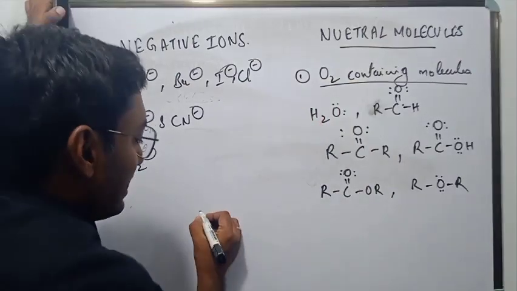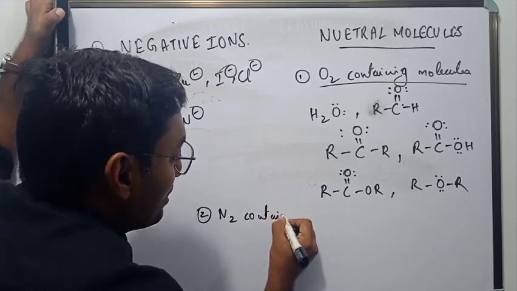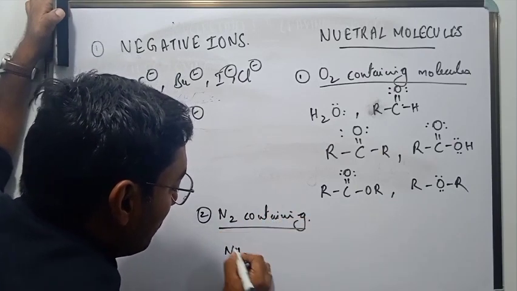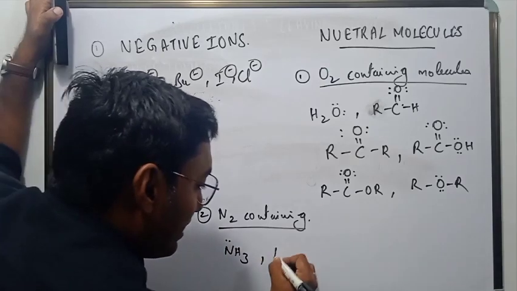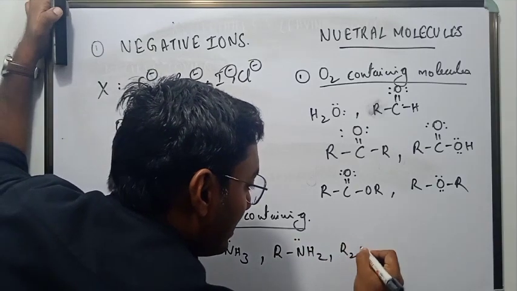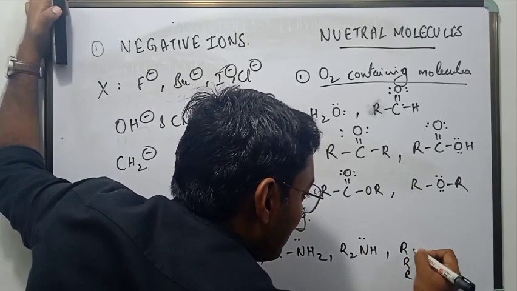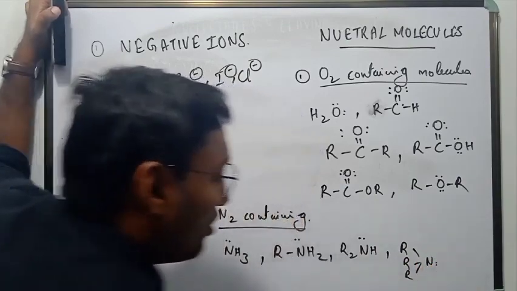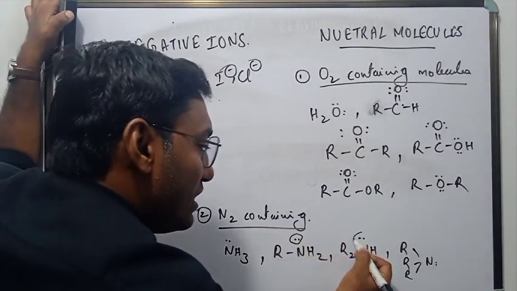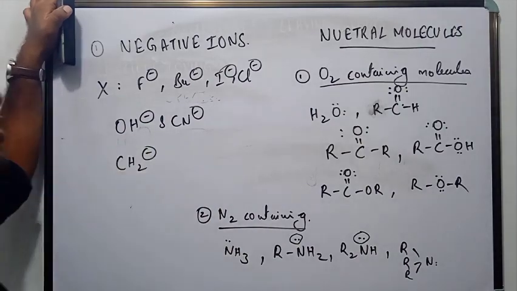The second is nitrogen containing. They are also neutral molecules. Look at ammonia, look at primary amines, look at secondary amines, and what about tertiary amines? All of them have a pair of electrons, and that pair of electrons can attract them to the nucleus of another atom, and that makes them nucleophilic.